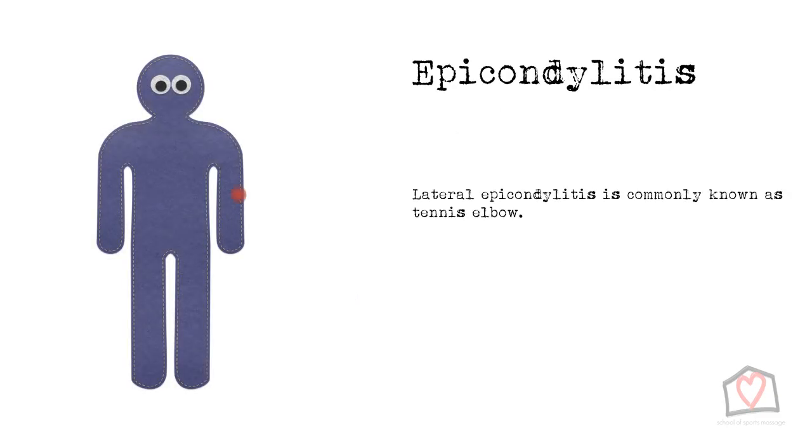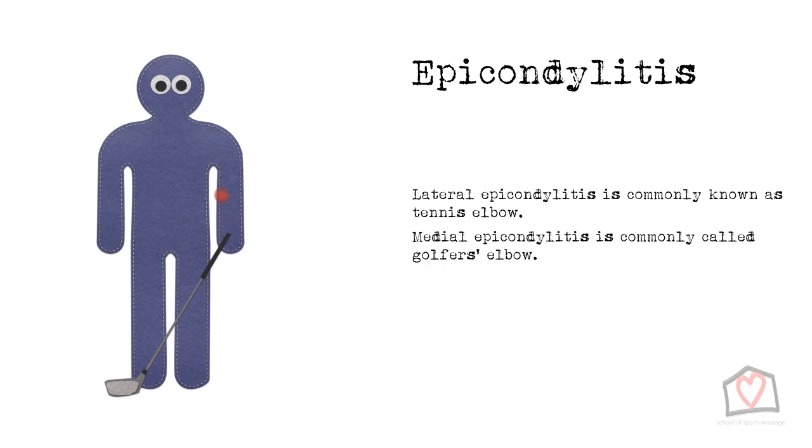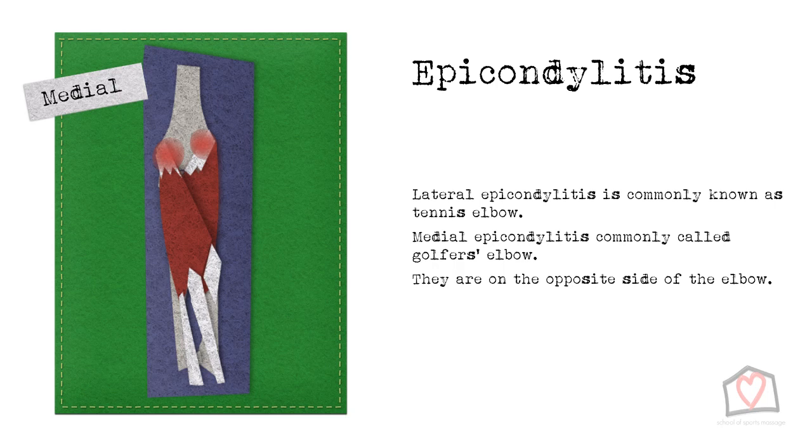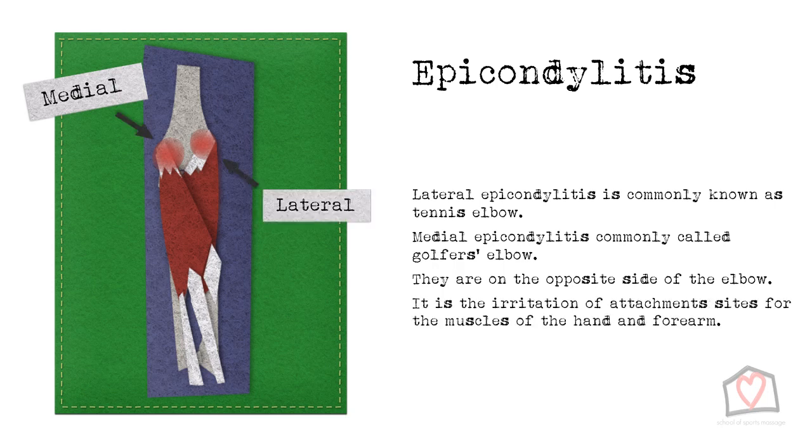Lateral epicondylitis is commonly known as tennis elbow, and then you have medial epicondylitis, commonly called golfer's elbow. They are on the opposite side of the elbow, and it is an irritation of the attachment sites for the muscles of both the hand and the forearm.